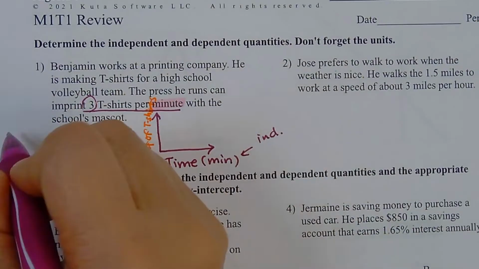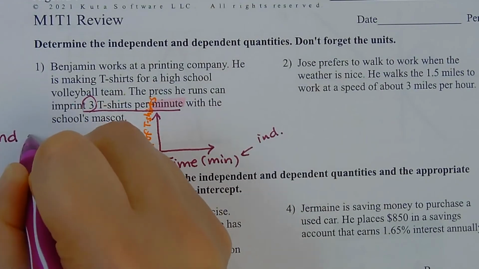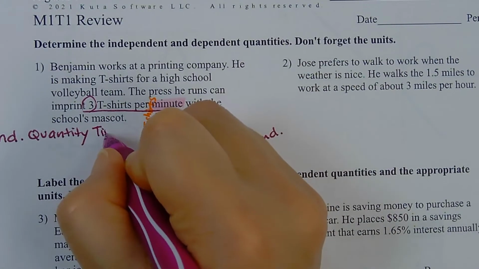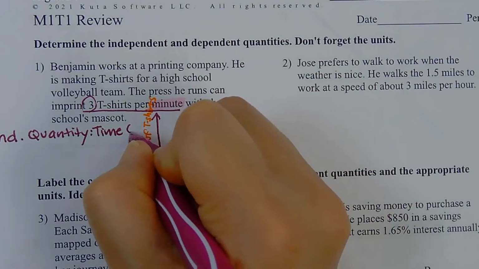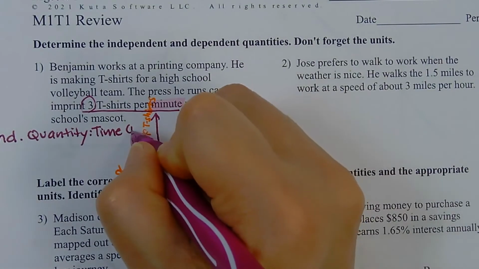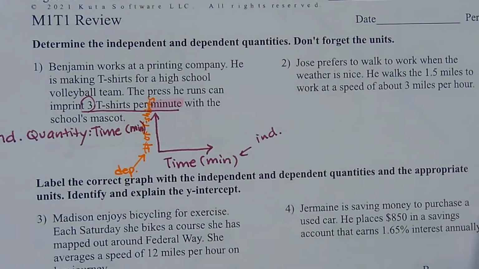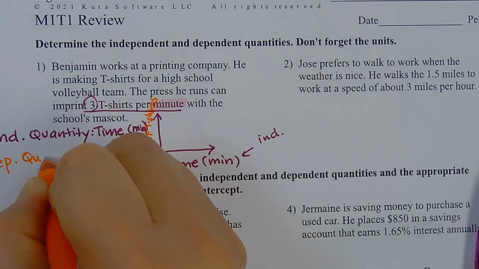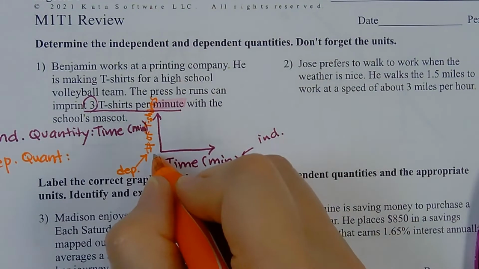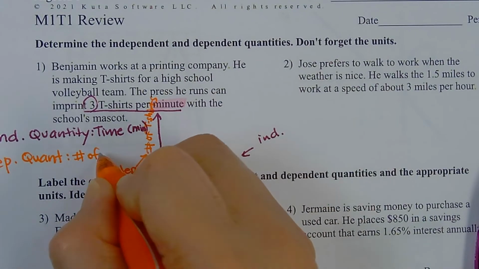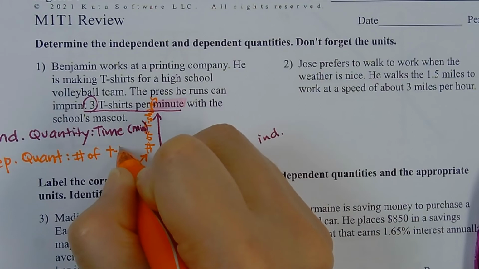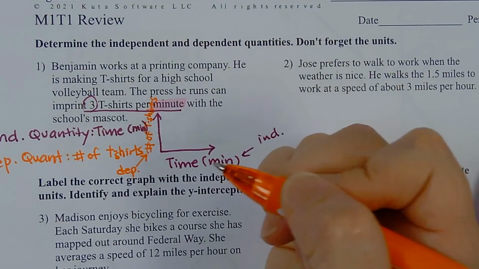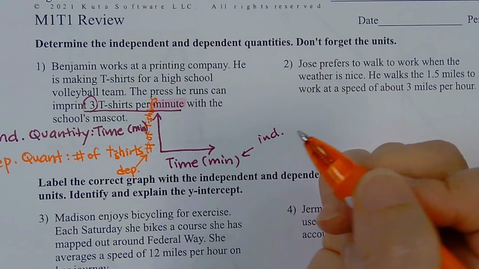So just to be very clear, my independent quantity is time. And again, it says units. Don't forget the units. So time in minutes. And it'll always state that for you. Time in minutes. And then the dependent quantity, I'm going to just abbreviate that, is going to be the number of t-shirts. You don't need units because the unit is the t-shirts, right? It's the number of t-shirts. So technically no units are needed.